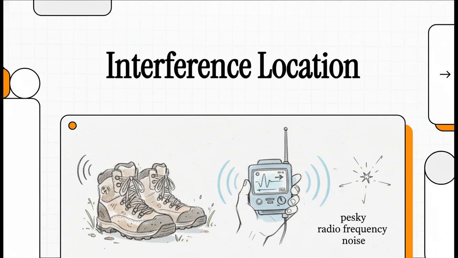All right, so last time we figured out how to get the signature of a rogue signal. But knowing what you're looking for is really only half the battle. Today, we're grabbing our gear, we're heading out into the field, we are going on the hunt. We're going to pinpoint the exact physical source of that annoying radio noise. The real detective work starts right now.